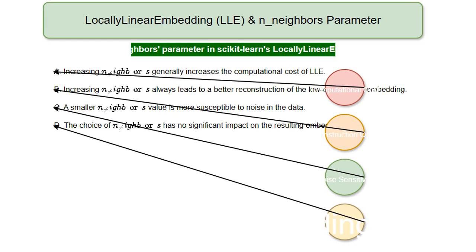I discovered that the choice of n_neighbors has a significant impact on the LLE's outcome. It's a crucial parameter that needs careful selection, not something to ignore. Choosing the right number of neighbors influences how well LLE captures the underlying data structure.